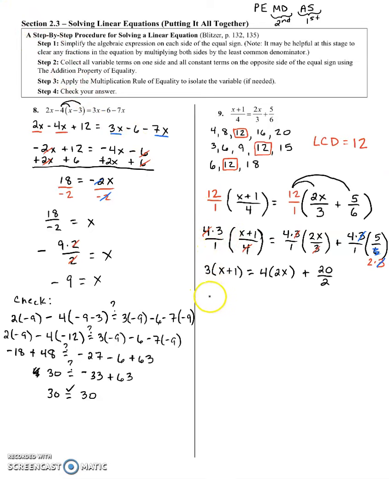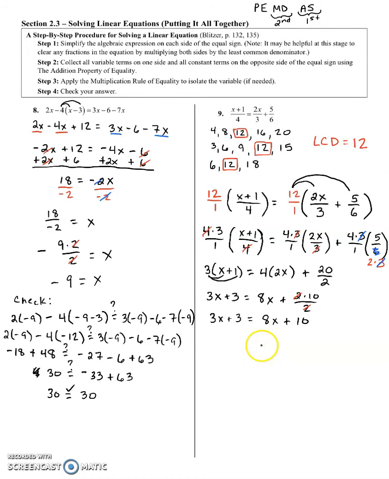So now we have to distribute the 3 on the left side. We have 3x plus 3. Remember, we have to distribute to both terms. 4 times 2x is 8x. And 20 divided by 2, well, that's 2 times 10 over 2. And the 2's cancel. So we're really left with 3x plus 3 equals 8x plus 10.